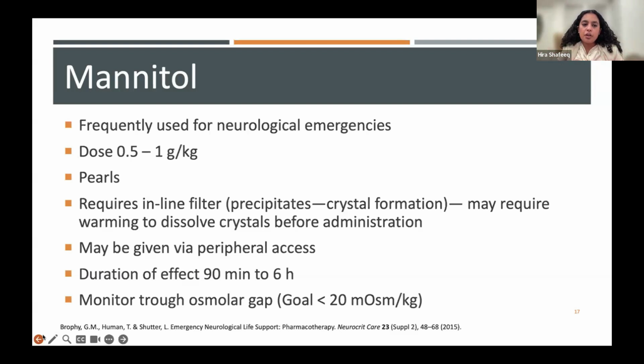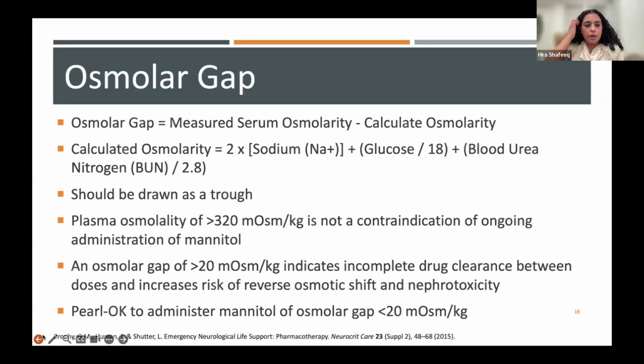So the concern with mannitol is that it does cross the blood-brain barrier. So you need to continue to monitor serum osmolarity, because if the osmolarity is too high, the concern is that when you give mannitol it's going to go into the brain and actually worsen brain edema and not really help you. So how do you figure out the osmolar gap? The osmolar gap is a measured serum osmolarity minus the calculated osmolarity.